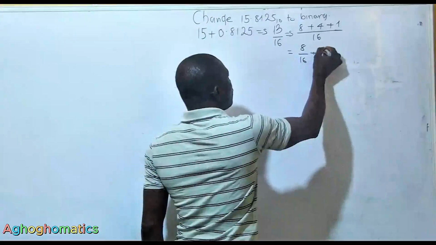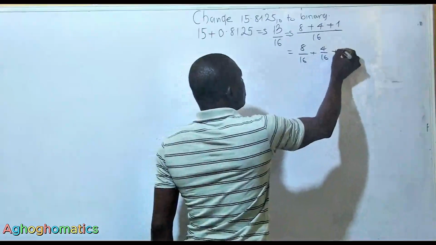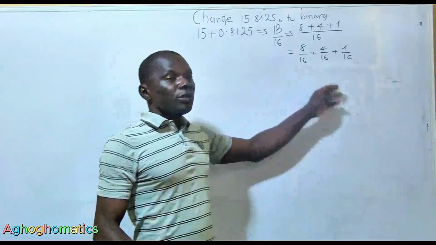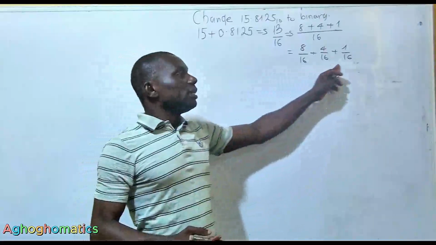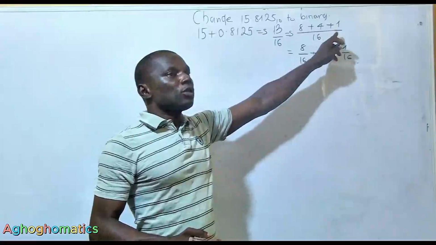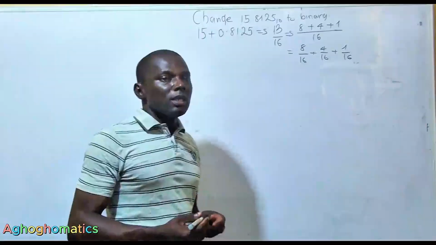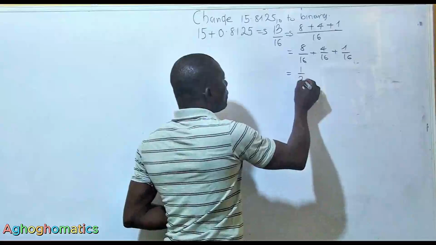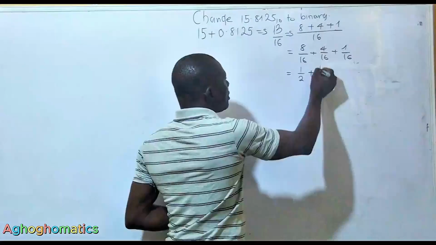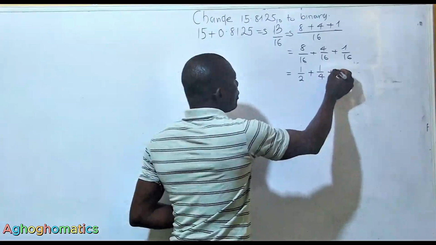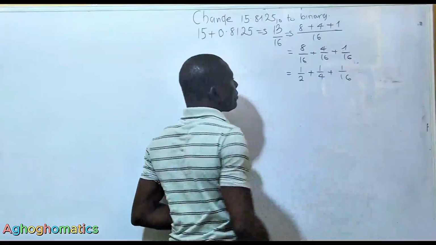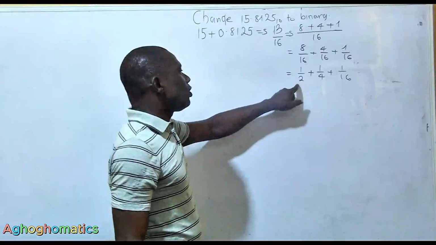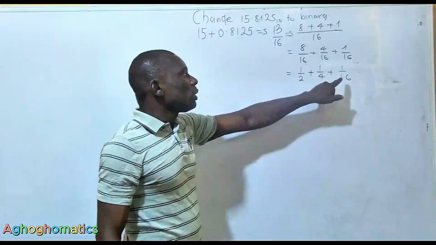So we can also write this as 8/16 plus 4/16 plus 1/16. If you have the idea of basic operation of fractions, once this is a simplified form, we can also revert it to this form. So 8/16 is the same thing as 1/2. Then 4/16 is the same as 1/4, plus 1/16. So what do we need to do here? We can also express these using a common base of 2.